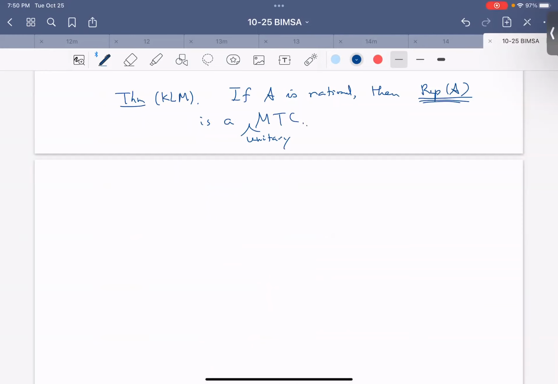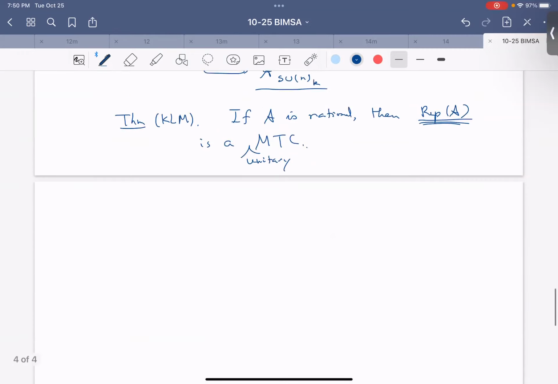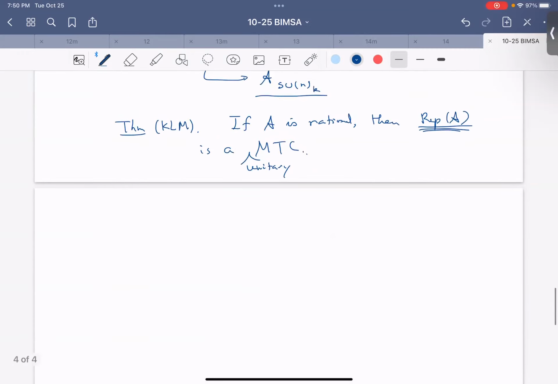I don't know people's background in the audience. Maybe some people are into vertex operator algebras. In that setting, if you take A to be a rational VOA, then the representation category of A is going to be a modular tensor category, not necessarily unitary. All right. So let me state the reconstruction problem. The problem is very easy to state. Suppose we are given a modular tensor category, let's say C.